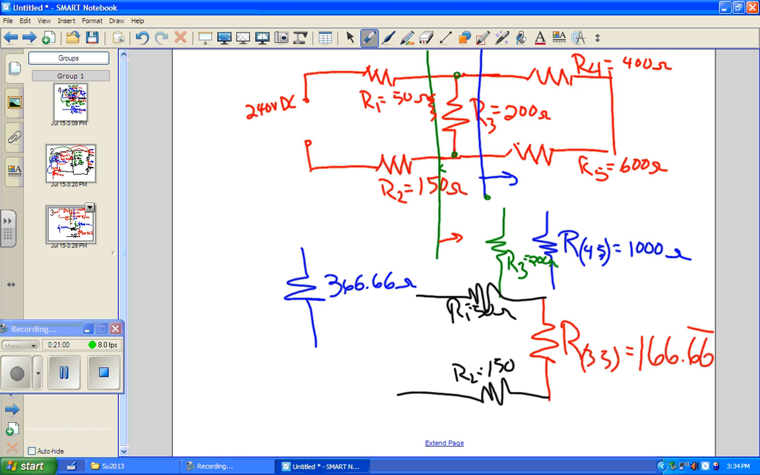Okay. Now our total voltage is 240 volts DC. So I have a total current of what? 240 divided by 366.666666. What do we get? 0.654 what? One more number. 5, thank you. Amps, or 654.5 milliamps.